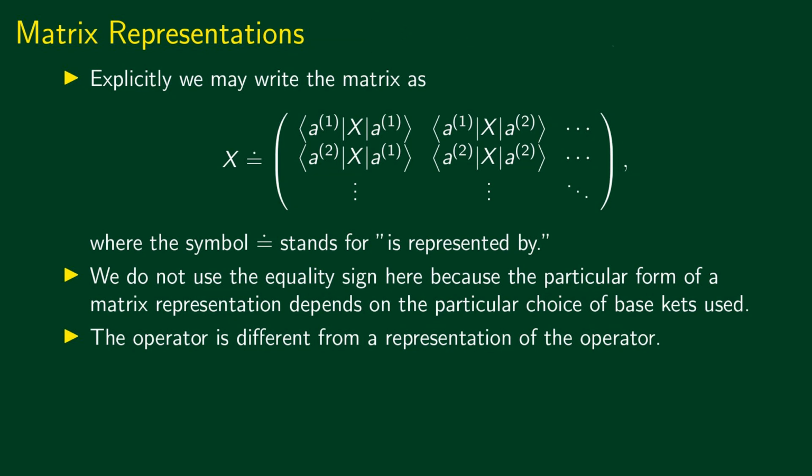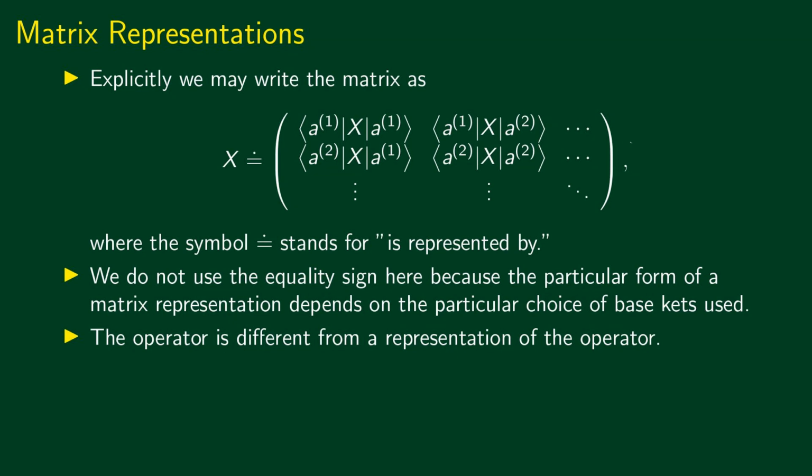This is the reason why we should be careful. We say X is represented by. We don't say X is equal to. But in some textbooks, we'll still use X is equal to. We'll say the operator X is equal to a matrix. Even if we use it like that, you should remember at the back of your mind that this is only a representation of the operator. For calculational purposes, it doesn't make a difference whether you write X, the operator, as a matrix, because it will all work out. But you just have to remember that it is a representation of the operator in a particular basis. The operator is different from a representation of the operator.